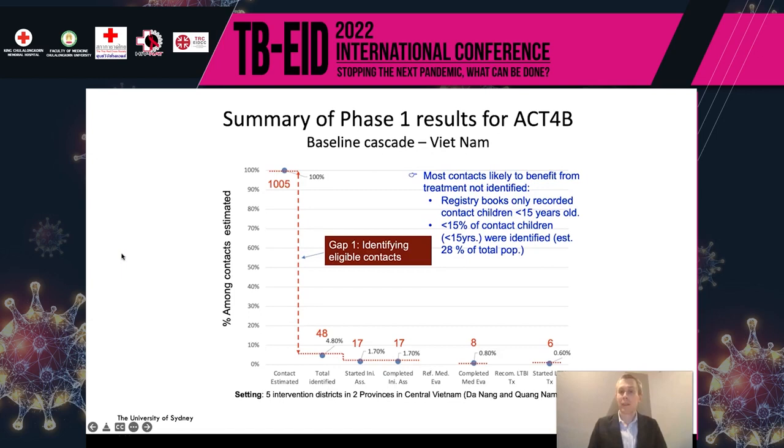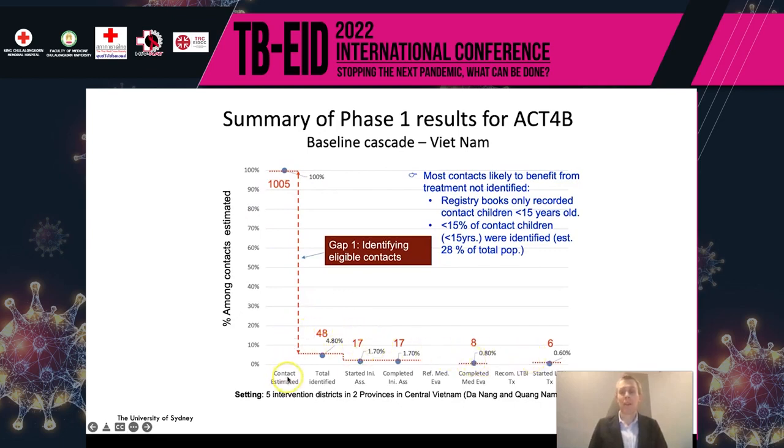We found at the baseline, when we did the baseline cascade of care, that of 1,000 contacts that were estimated to be eligible for screening, hardly any, around 6, commenced on latent TB treatment. And this was in a setting where pediatric latent TB therapy was the national program, but adults were not routinely treated. So this indicates that the biggest gap was in identifying eligible contacts. And so this needed to be the starting point. But once we had closed this gap, it would be then obvious, or more obvious, what the other barriers were in the cascade.